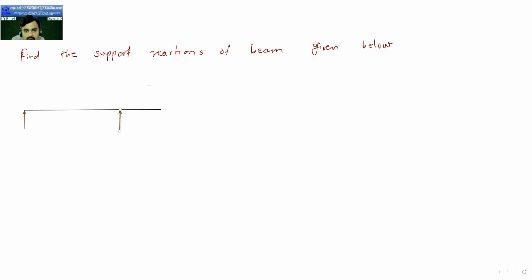Now loading here at this point, a point load is there, and throughout the beam UDL is acting. So UDL is given. This is the UDL. This is 2 kilonewton per meter. This is 2 kilonewton.